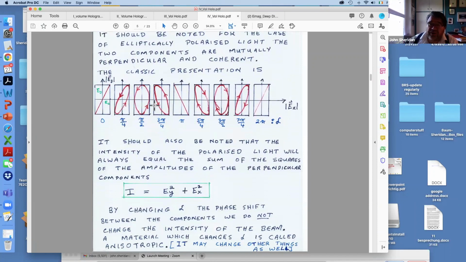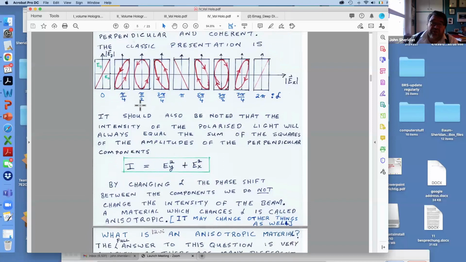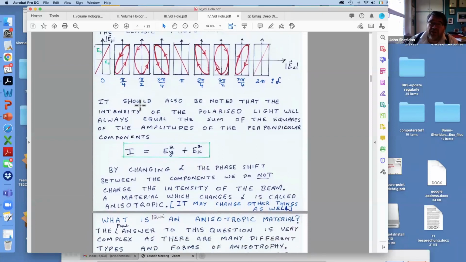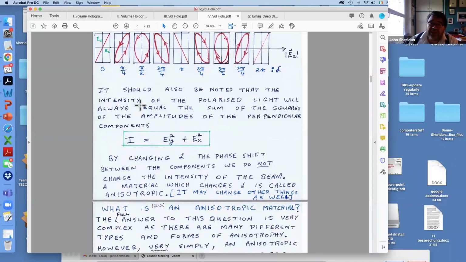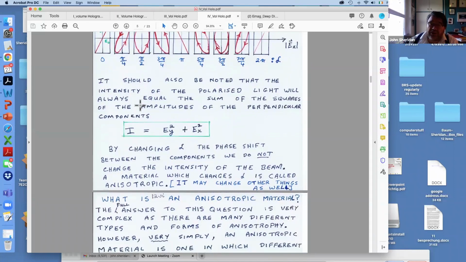We introduce various phase shifts between them. The path that's actually followed by the E field, the maximum or the direction of the E field, is something like this, and we can cause an evolution by introducing various phase shifts. We do this using something maybe like an electro-optic modulator. It should also be noted that the intensity of the polarized light will always equal the sum of the squares of the amplitudes of the perpendicular components.